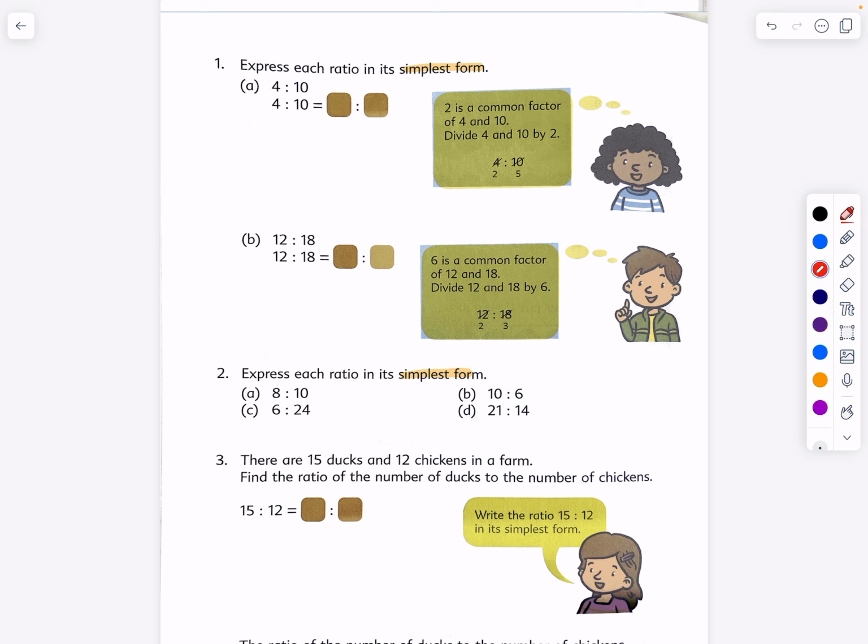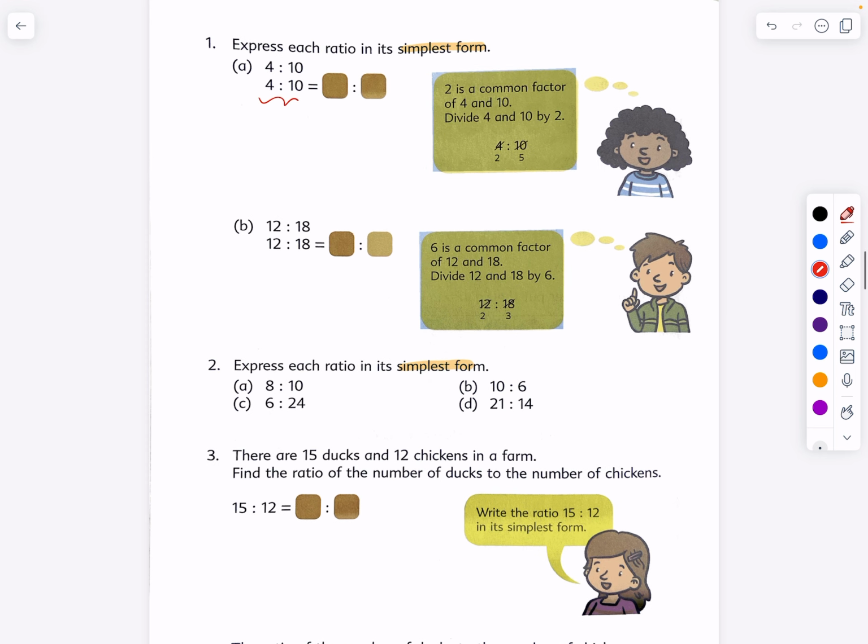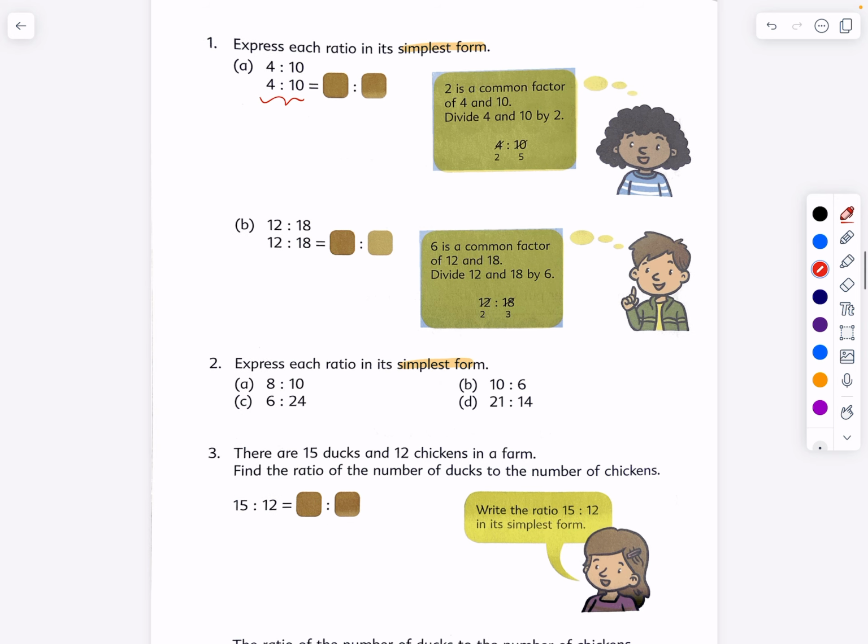Okay, let's start. Express each ratio in its simplest form. 4 to 10 is equivalent. Well, let's think about it. 4 and 10 are both even numbers. Therefore, they're both divisible by 2. 4 divided by 2 is 2. 10 divided by 2 is 5. Therefore, we can say 4 to 10 is equivalent to 2 to 5.